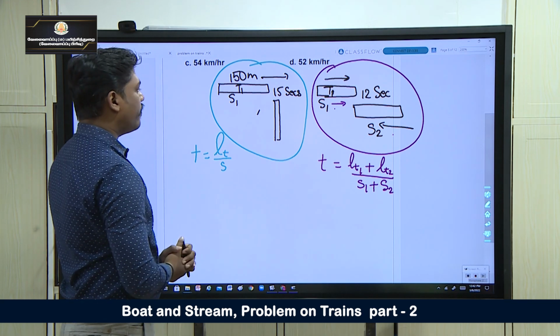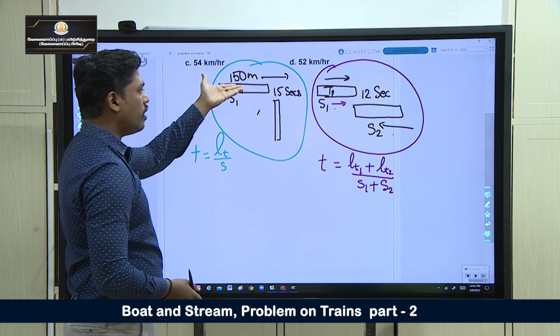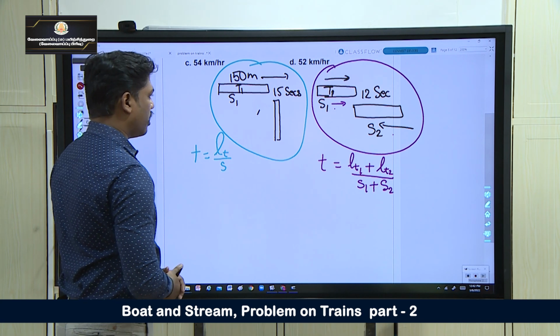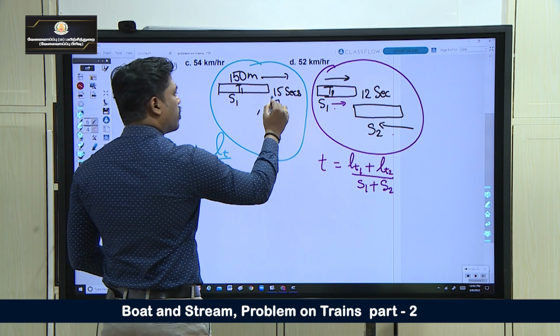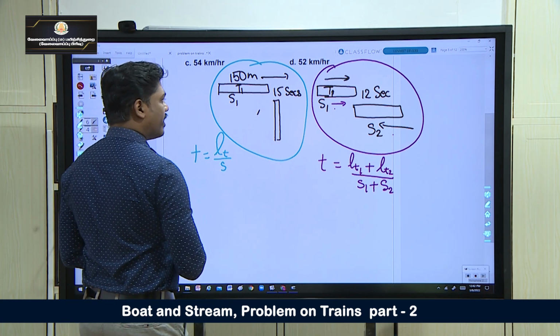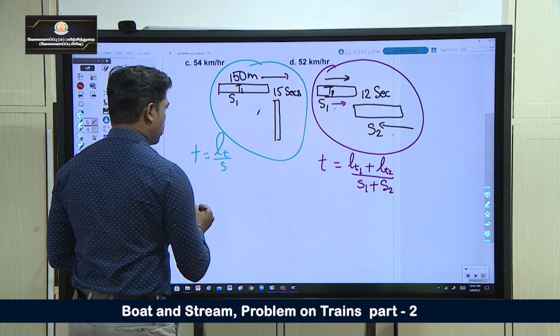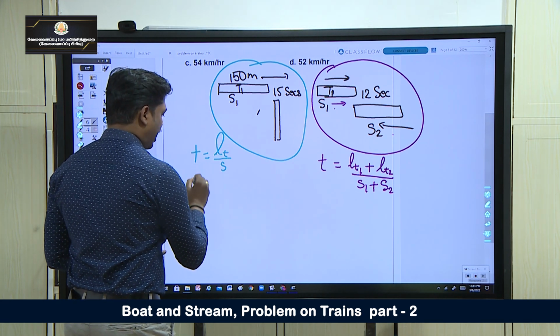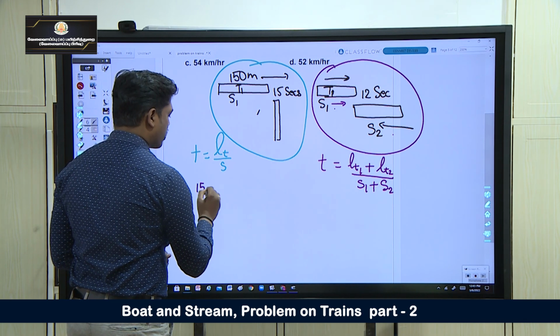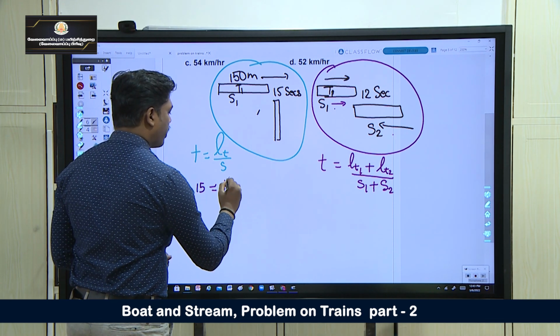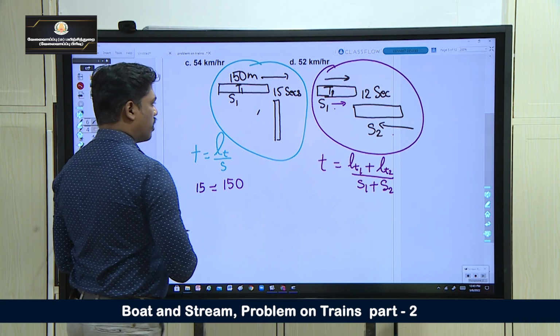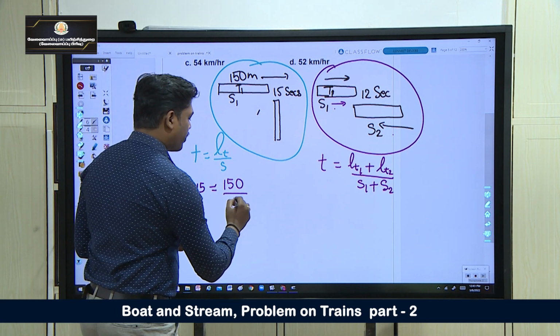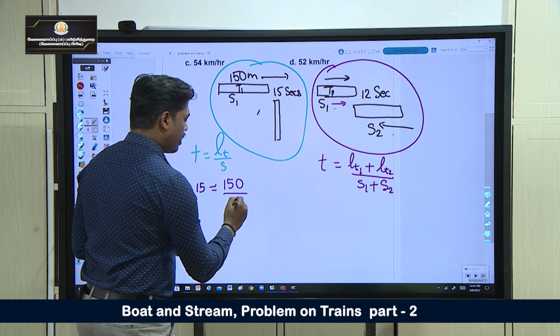In the first case, train length is 150 meter. To cross a pole, it takes 15 seconds. So look at here. Time is equal to 15 seconds. Length of train is 150. And what is the speed of train S1? We have to find out.